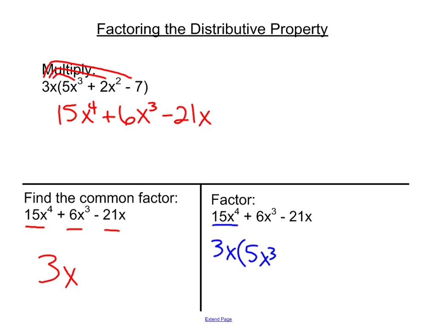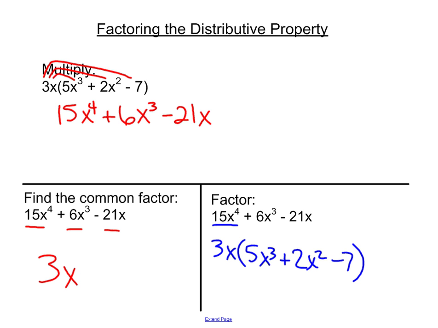And then we go to the next term. 6 divided by 3 is a positive 2. And then if I take out one of those x's, I'm left with 2 x's now. So x squared. And then last, negative 21 divided by 3 is negative 7. And if I take that x out, well, there's no more x's left. And this is how you factor using the distributive property.